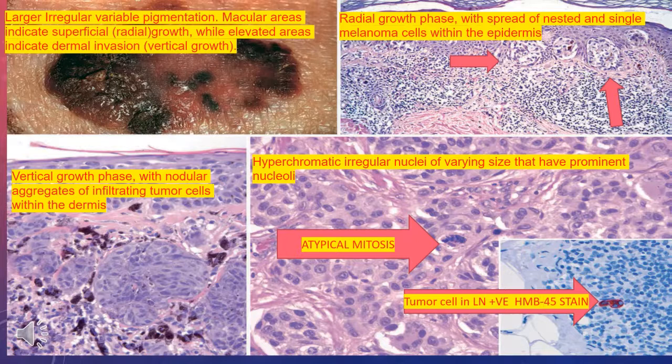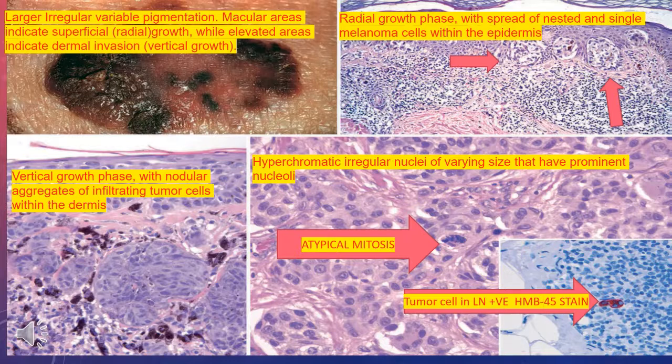The radial growth phase has a spread of nested and single melanoma cells within the epidermis, as you can easily appreciate in the image as well. The vertical growth phase has nodular aggregates of infiltrating tumor cells within the dermis, and therefore they typically give you elevated areas in the skin.